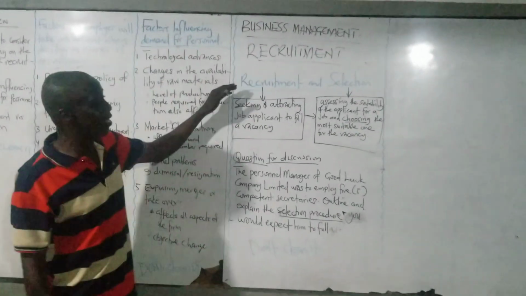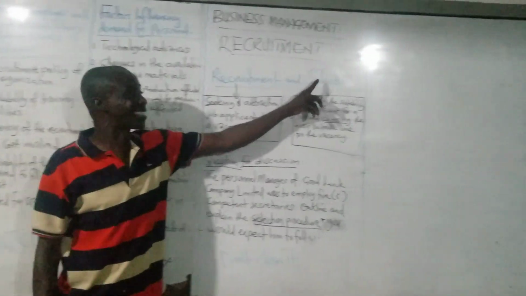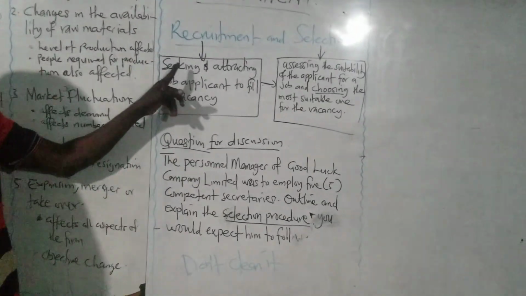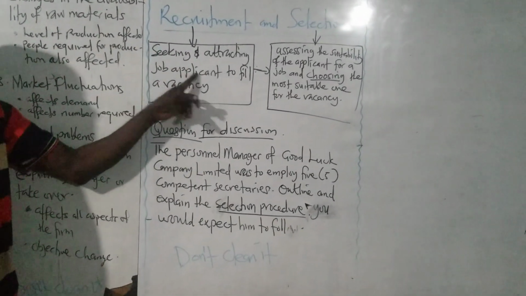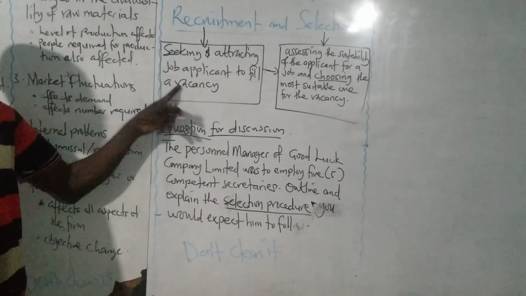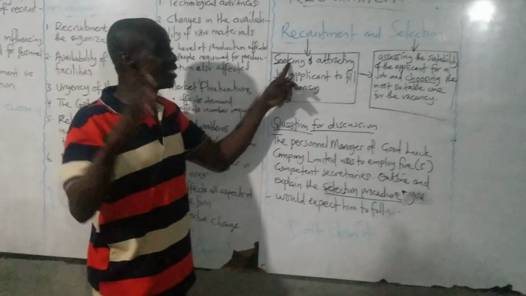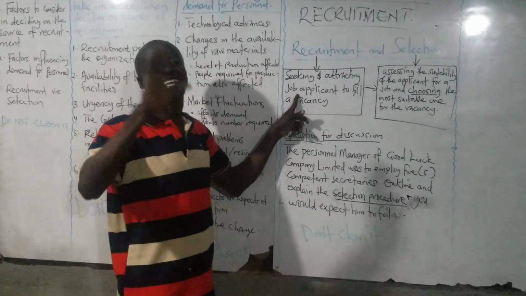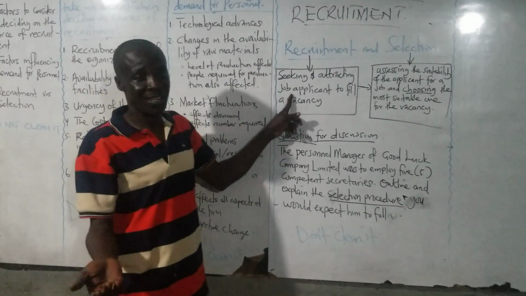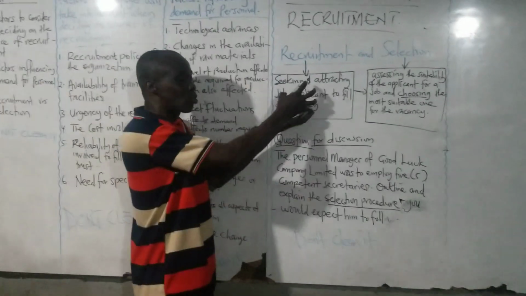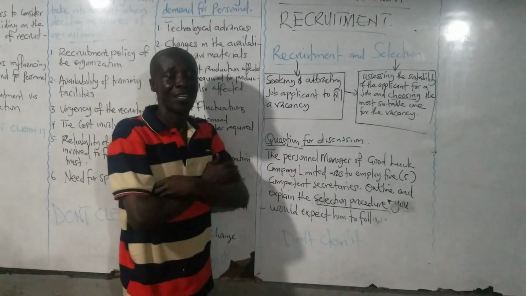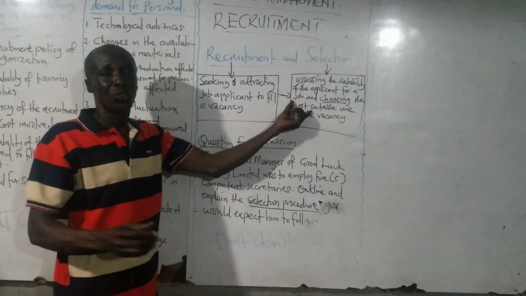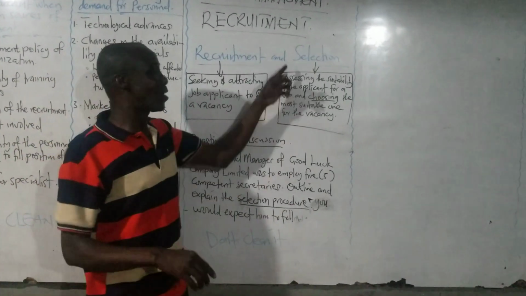So if you look at this one, I said recruitment and selection. Then I said, if you look at recruitment, recruitment is seeking and attracting job applicants to fill a vacancy. So you seek and you attract them. Remember, they have not been engaged, you have not given them an appointment letter. They have been attracted. This is where recruitment will end. Then the process you go through to choose the best, that is where selection is.